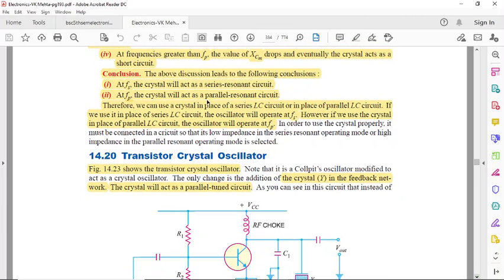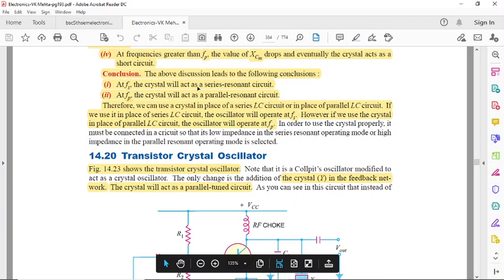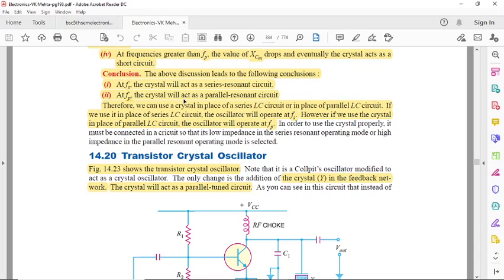At Fs, the crystal will act as series resonant circuit. At Fp, the crystal acts as parallel resonant circuit. Therefore, we can use a crystal in place of a series LC circuit or in place of parallel LC circuit. If we use it in place of series LC circuit, the oscillator will operate at Fs. However, if we use the crystal in place of parallel LC circuit, the oscillator will operate at Fp.